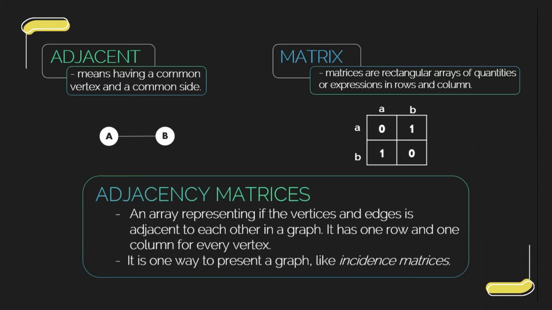Adjacency matrices, an array representing whether the vertices and edges are adjacent to each other in a graph. It has one row and one column for every vertex. It is one way to present a graph, like incidence matrices. The adjacency matrix and incidence matrix are connected because they are presented in one graph.